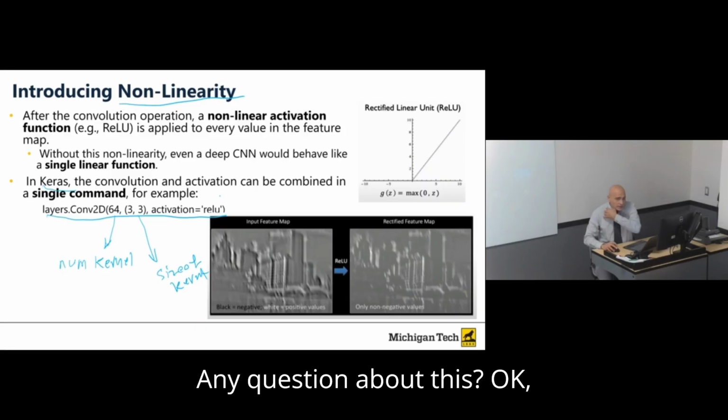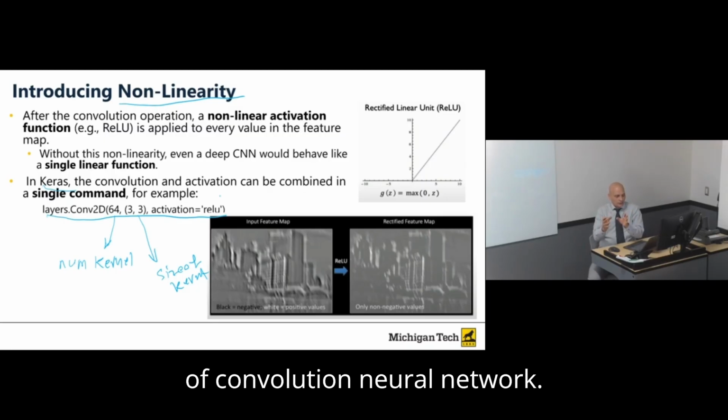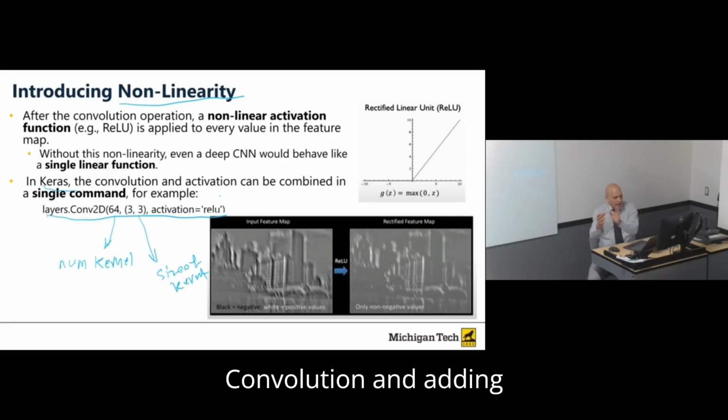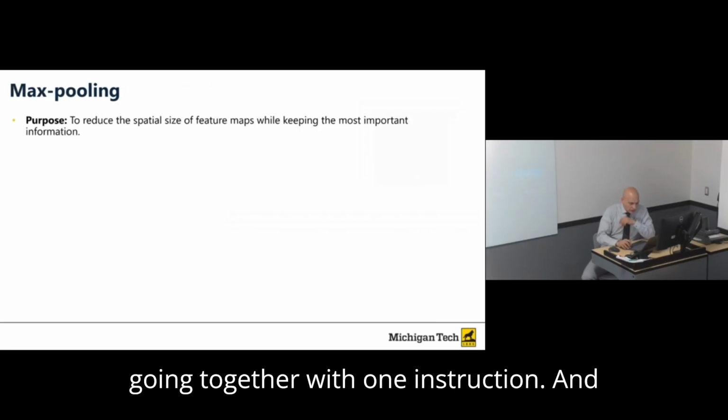Any question about this? Okay, so that part is the main part of a convolutional neural network. Convolution and adding nonlinearity. Adding nonlinearity and convolution go together with one instruction.